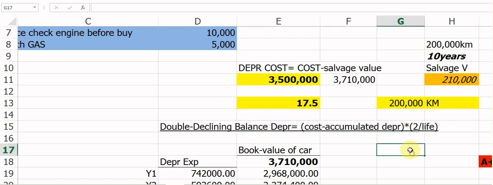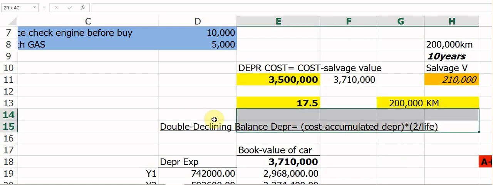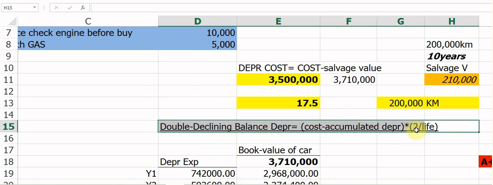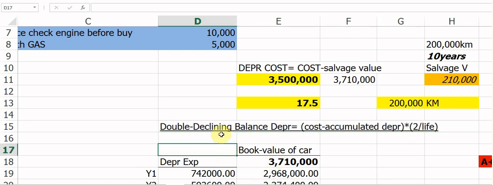And then we're going to times it by 2 times the life. So in this example, I have my life is 10 years. And so every time I compute this formula, I'll use 10. I'll do 2 divided by 10. Okay. I won't change it. I won't do 10 and then 9 and then 8 as the machine gets older.